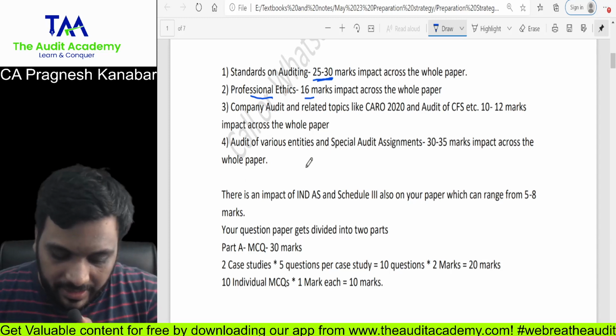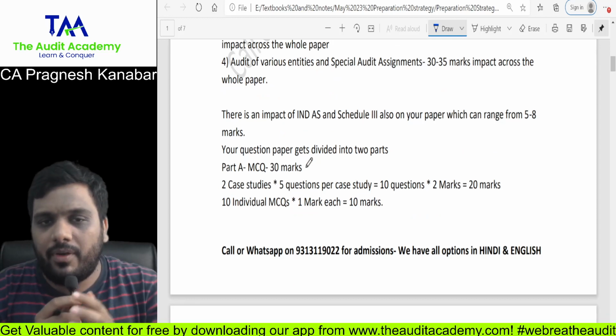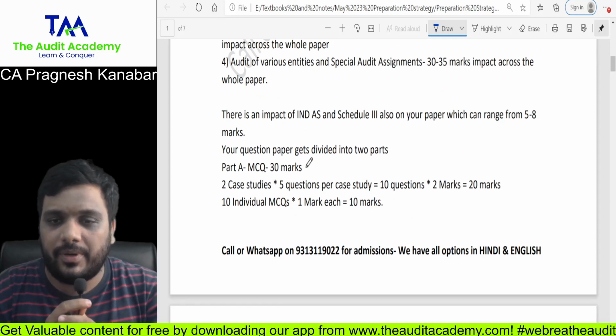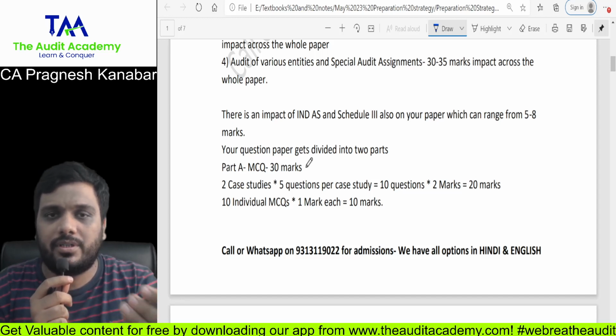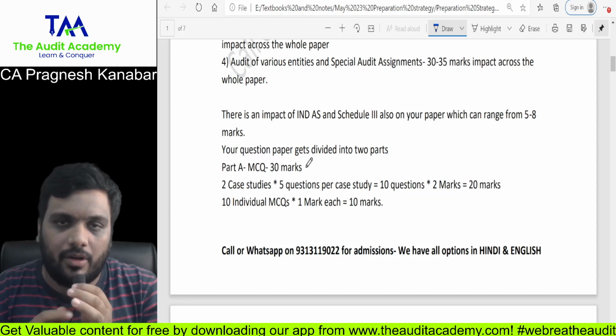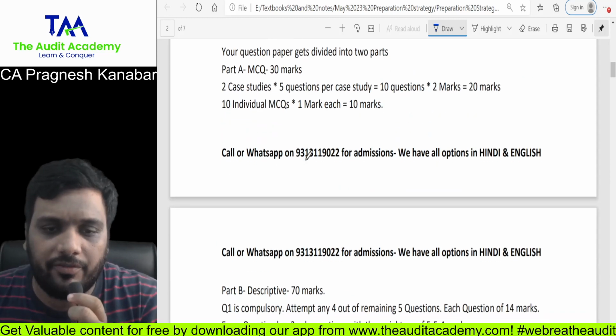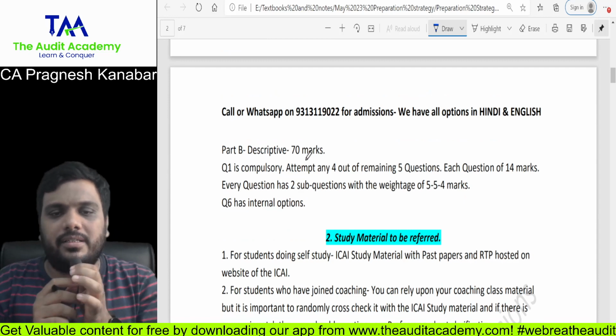Your question paper is divided into 2 parts. Part A is MCQ, 30 marks, where you have 2 case studies with 5 questions per case study, making it 20 marks because one question is of 2 marks, and 10 individual MCQs. Normally, this is what we see. If the institute wants, they can change it a little, but 30 marks of MCQs are for sure. And your descriptive is 70 marks.